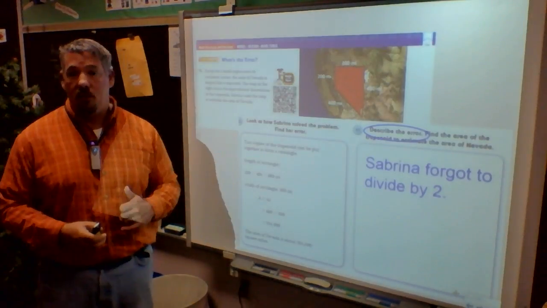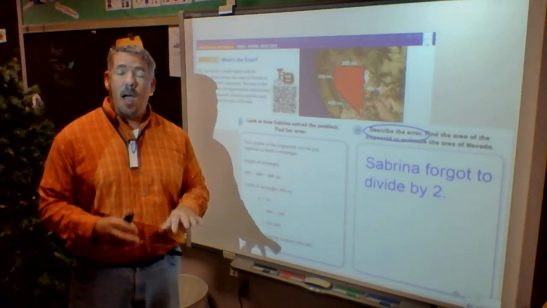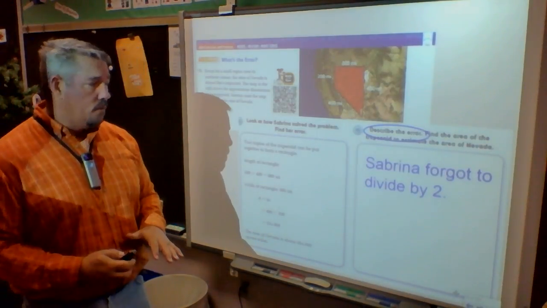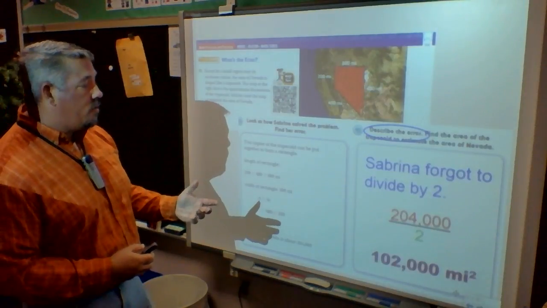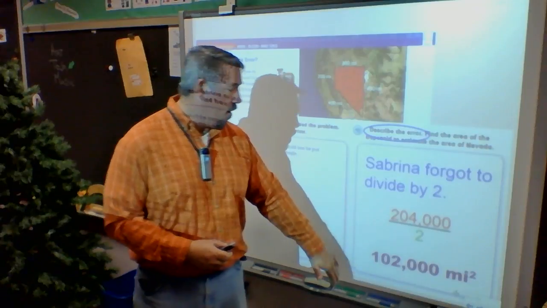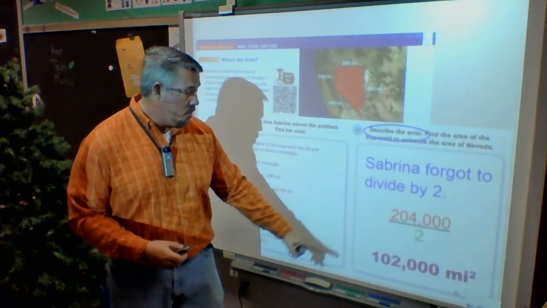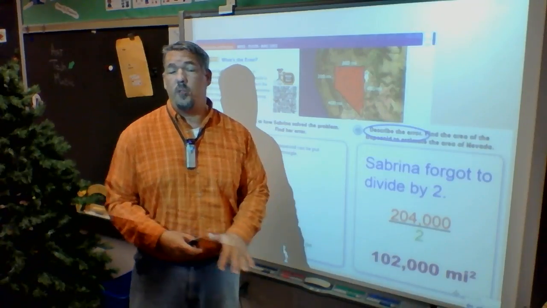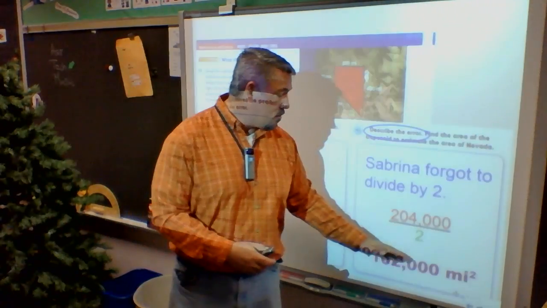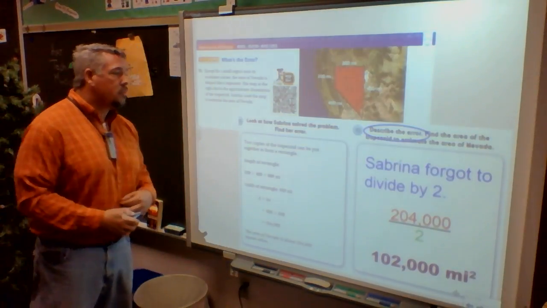That needs to be written in your book, because when it asks you to explain or to describe, you have to use words in your answer. So when I divide by 2 for my last step, now I can show work to find the area. 204,000 divided by 2 gives me 102,000. 102,000 what? 102,000 square miles would be the area for Nevada.